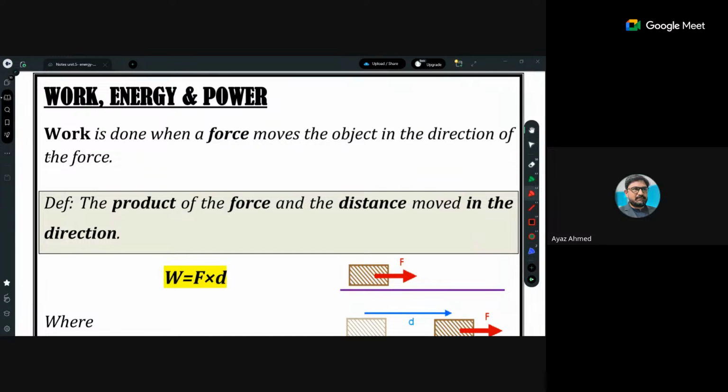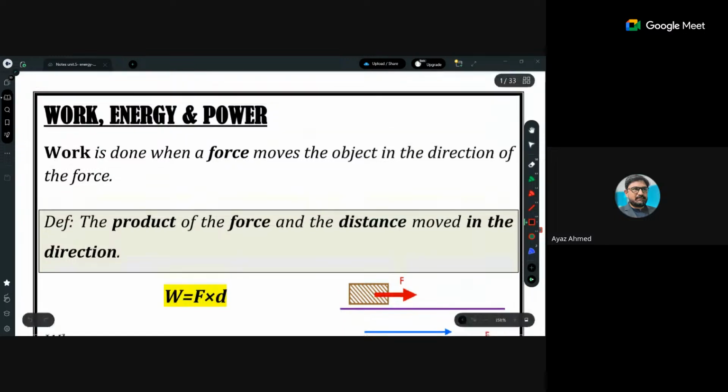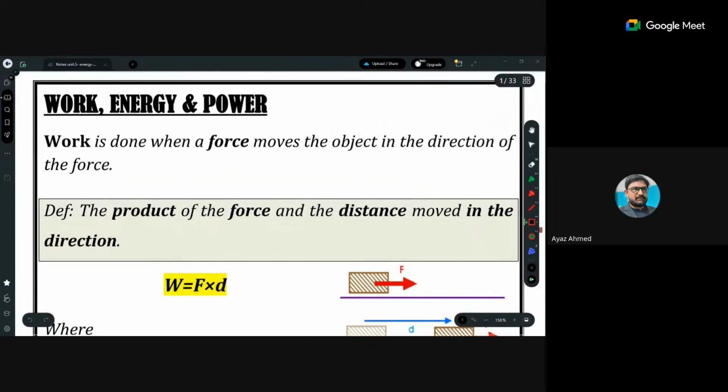So in this work, energy, and power, what do we have? We have to talk about work, energy, power, efficiency, then energy resources and all that stuff. Okay, so we will start from work. Actually, these are two chapters in your book, if you remember: work, energy, power, and energy resources. So first we are talking about work, energy, power, and then I will go to the energy resources and give you some idea.